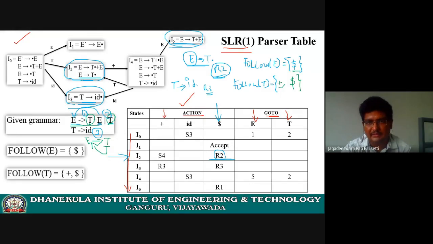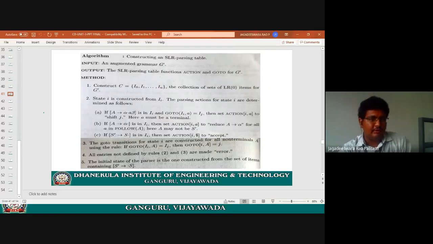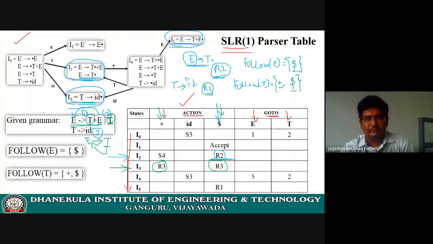So at plus and dollar, I need to write this R3. At where? At row I3, and the columns are this plus and this dollar. In these two slots only, I need to write R3. Other than these two, I don't write. So by writing like this, SLR will avoid the conflicts.